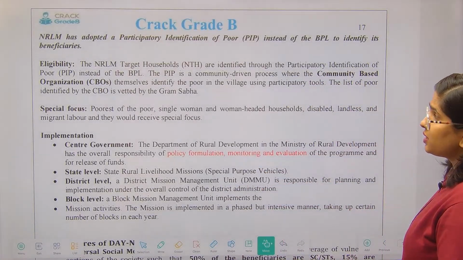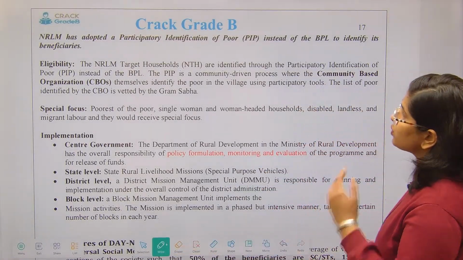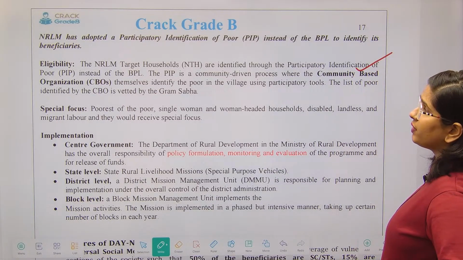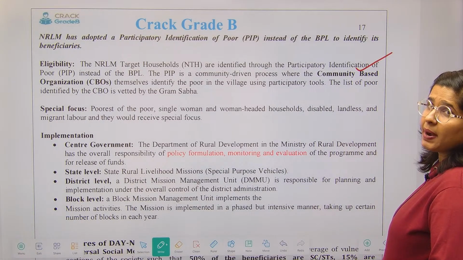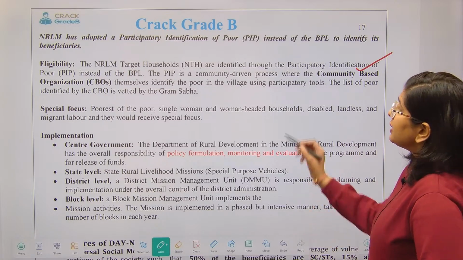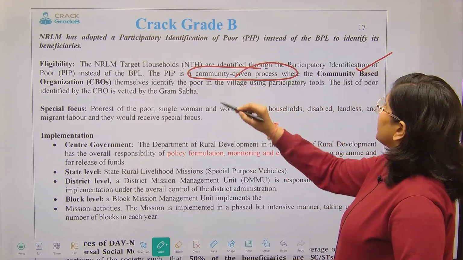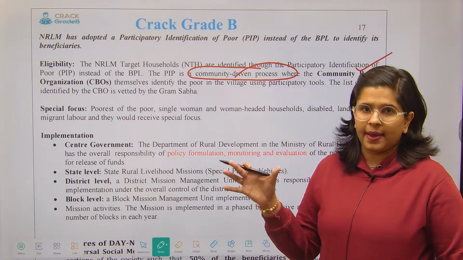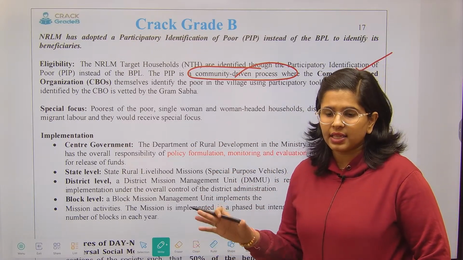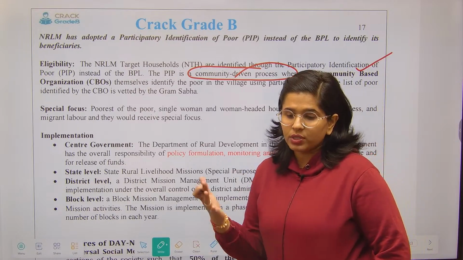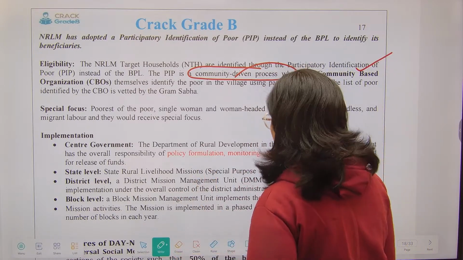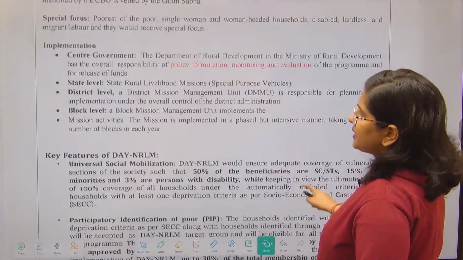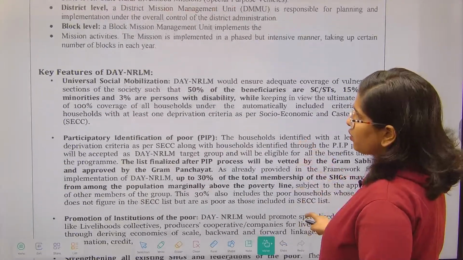Now the eligibility. NRLM target households are identified through the participatory identification of the poor instead of the BPL category. What is this participatory identification of the poor? This is a community driven process, right, where the community organizations themselves identify कि ठीक है, these are the people who are poor and these are the people who need support, इनको support की जरूरत है. Now let us talk about implementation as well. So central government is there, state government, district level implementation is going to be done.